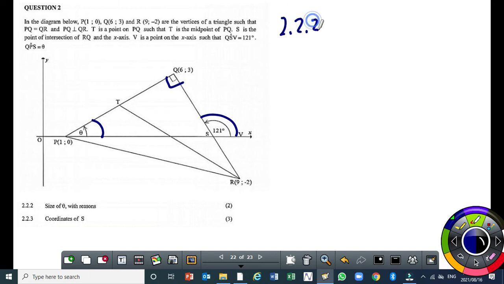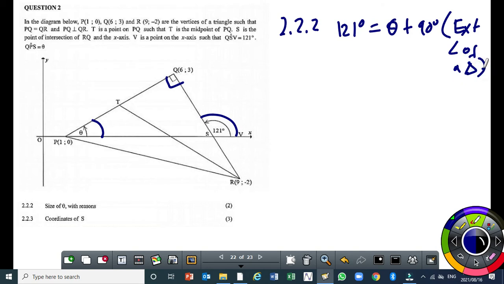So for 2.2.2, I'll say 121 degrees is equal to theta plus 90 degrees. Then you're using the exterior angle of a triangle. Now it is possible that you may not get a mark for the reason, but to go on the safe side, write the reason down. A mark can be allocated for the statement and the reason. So if you don't have the reason, you may end up losing the mark. So this will be theta equal to 121 minus 90 degrees, and that will give you 31 degrees.